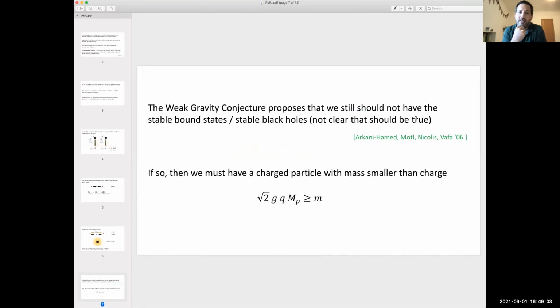It says that we should gauge the U1 strongly enough to avoid these stable bound states or stable black holes. Now, it's a conjecture, so it's not a proof, but roughly speaking, the reasoning follows what I just explained. You can start with infinite entropy, turn it into an infinite number of stable bound states, and say that the gauging should be strong enough to stop these bound states forming.